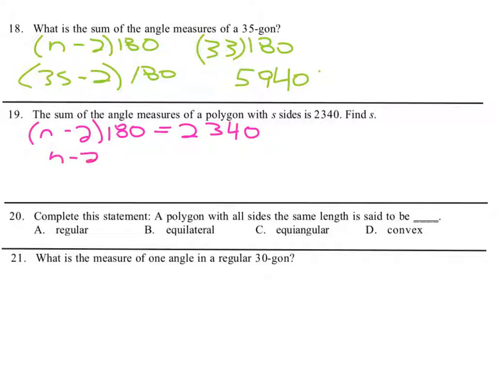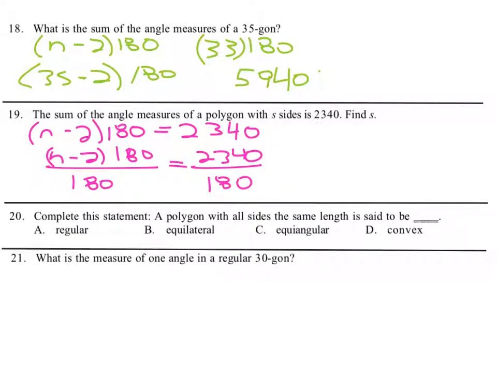So the first thing we would do is say n minus 2 times 180 divided by 180 equals 2340 divided by 180. And I know that you're allowed to use calculators, so what happens here is that the 180 cancels out. Okay, and what we end up with is 13. So what you get is n minus 2, which was what was left over here, equals 13.